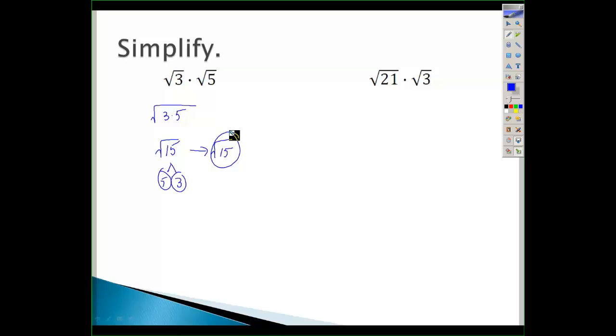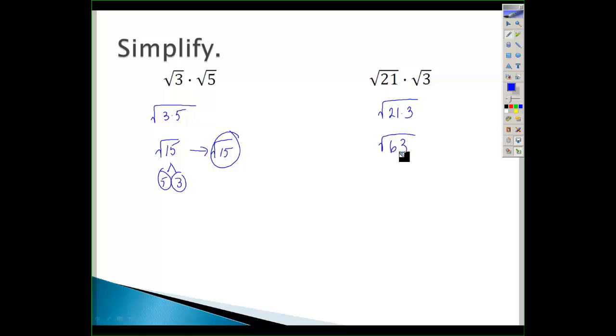When you multiply something like the square root of 21 times the square root of 3, once again, I'm just multiplying 21 times 3 under the same square root. That's all that's happening here. And so now I really have the square root of 63. But you've got to be careful. You've got to simplify.